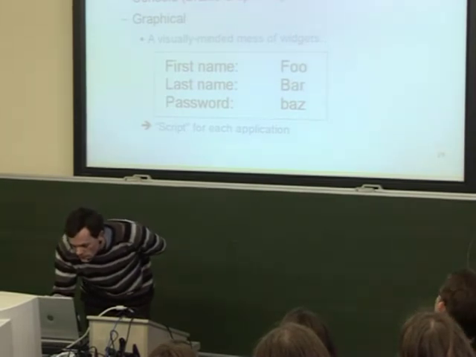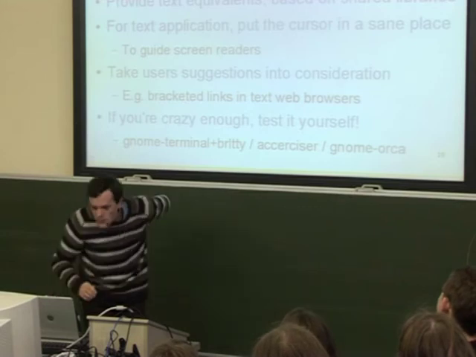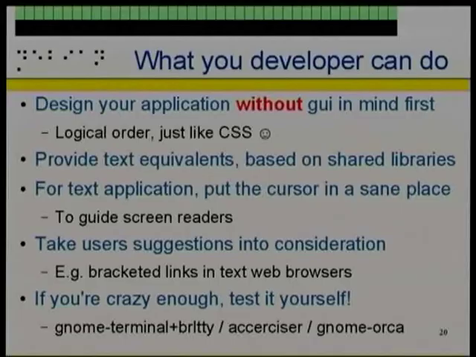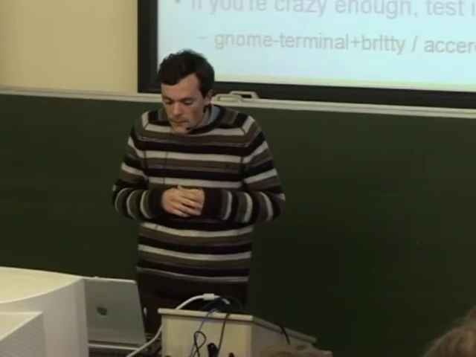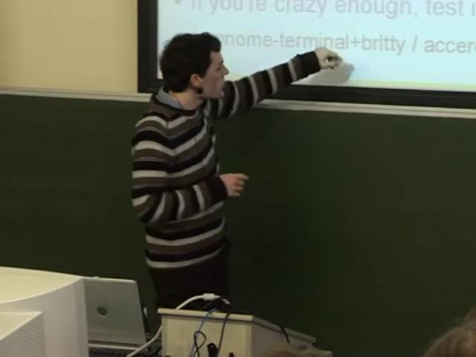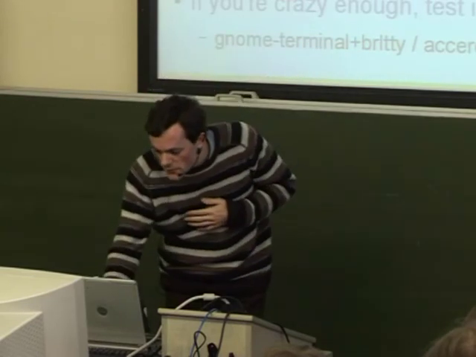So, come on. Just like CSS, just don't think about visual layout. Just think logical order. For text applications, put the cursor in the right place automatically, and just talk with the users to know what would be needed. And if you're crazy enough, just use the accessible software.